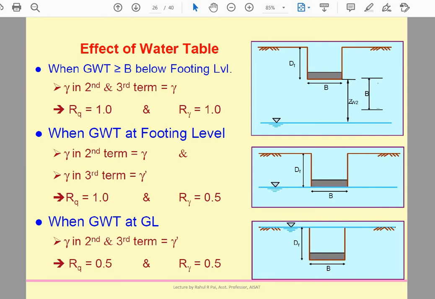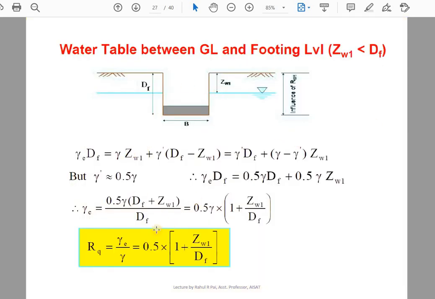Now let us move on to the special cases. Just use this equation whenever the water table is inside the depth of the footing. So this is the Rq, that is, the reduction factor for the second term in the bearing capacity equation. So what about the third term? In the third term, the soil is already submerged, because here the water table is above the base of the footing, or it is within the depth of the footing. So obviously the soil beneath this water table is saturated, or submerged. So in that case, the reduction factor for the third term is definitely 0.5.